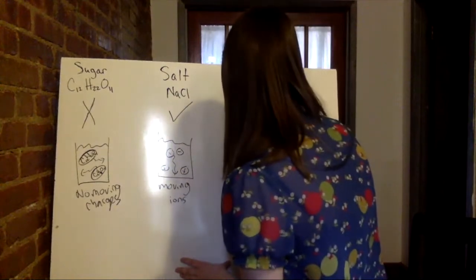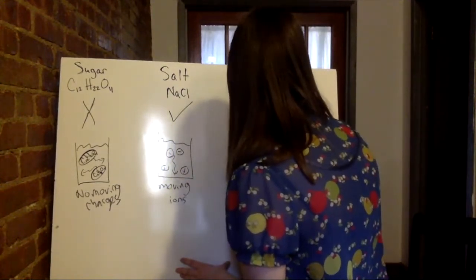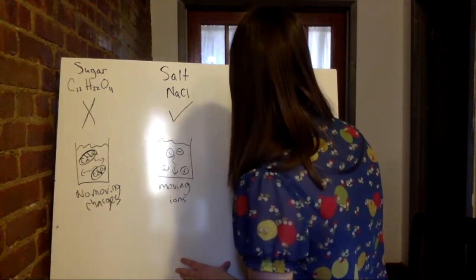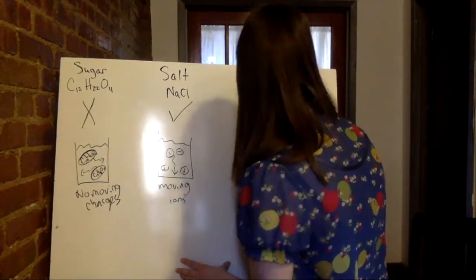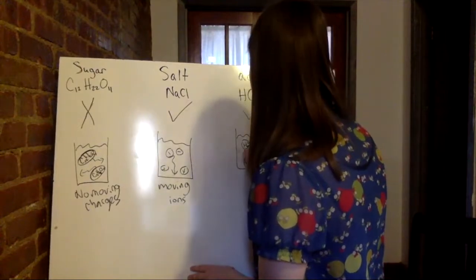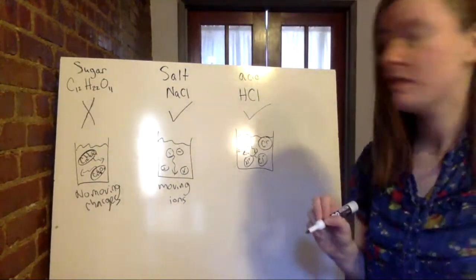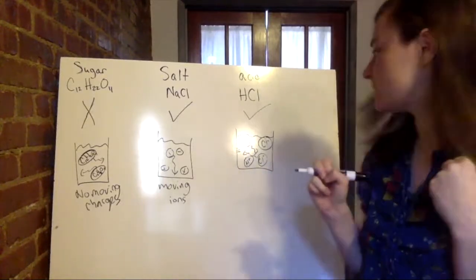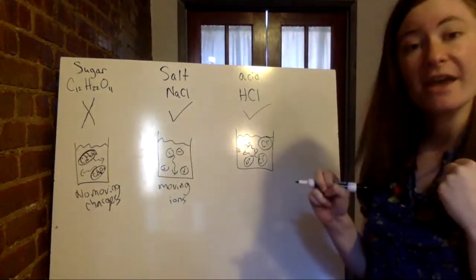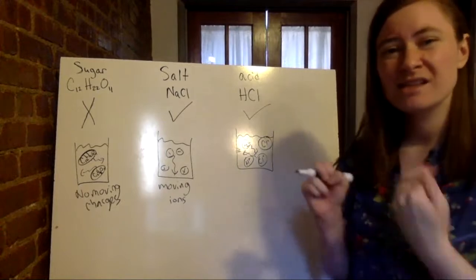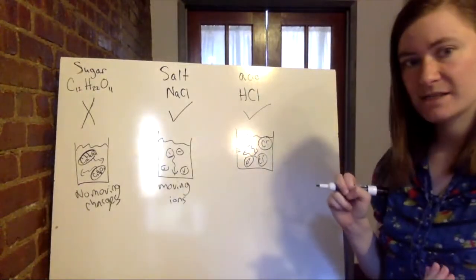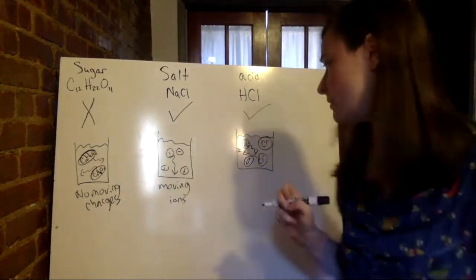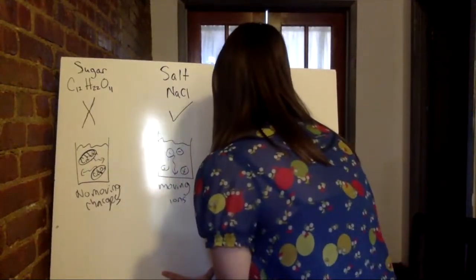So if you dissolve HCl into water, what you're going to end up with is H plus ions and Cl minus ions that are separate from each other. The covalent bonds between H and Cl will actually break when it's dissolved into water, and the H plus will move around separately from the Cl minus. So an acid is an example of a covalent compound that conducts electricity.